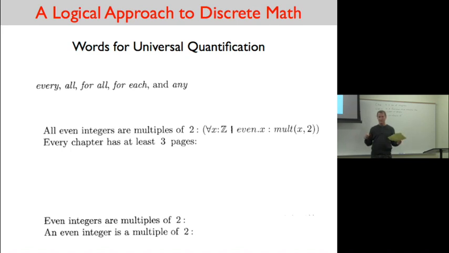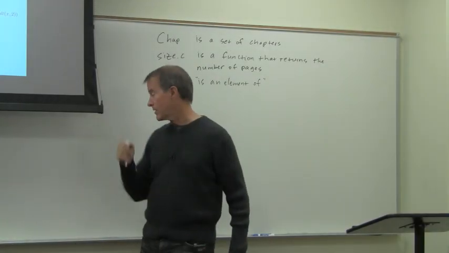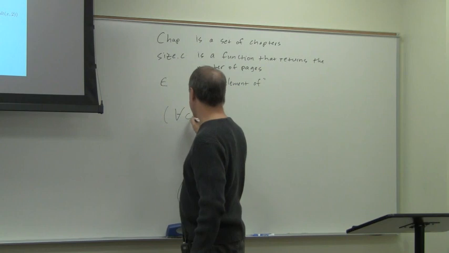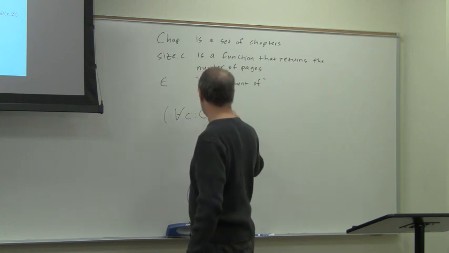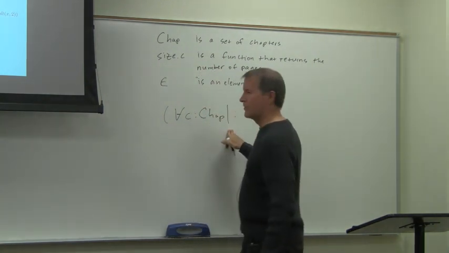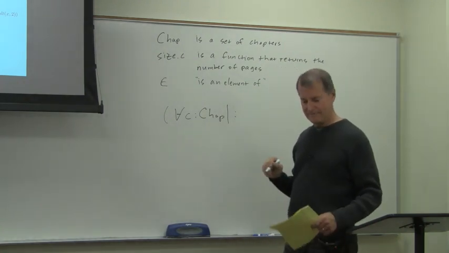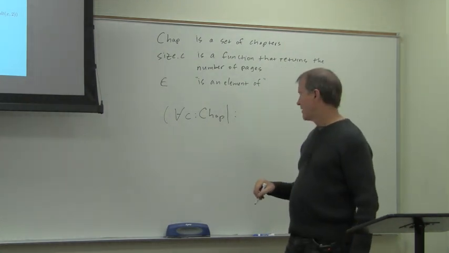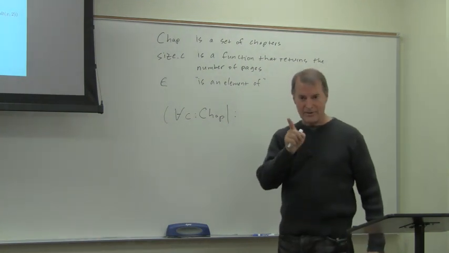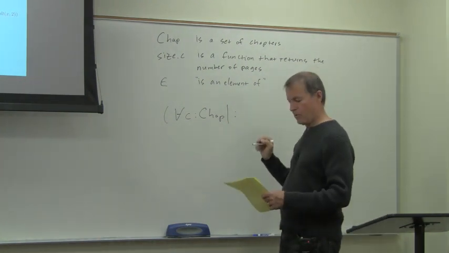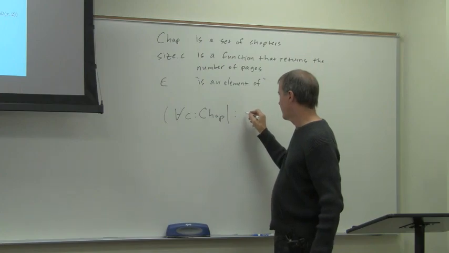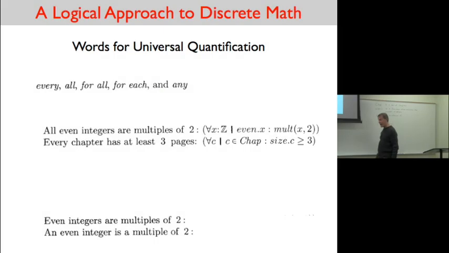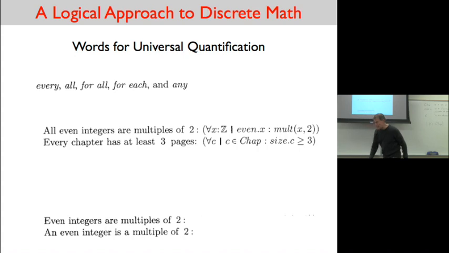For all c, type chap. Now that's one way to do it. You could say for all c of type chap, range true, and then size dot c is greater than or equal to 3. Very good. Now here's another way to do it.